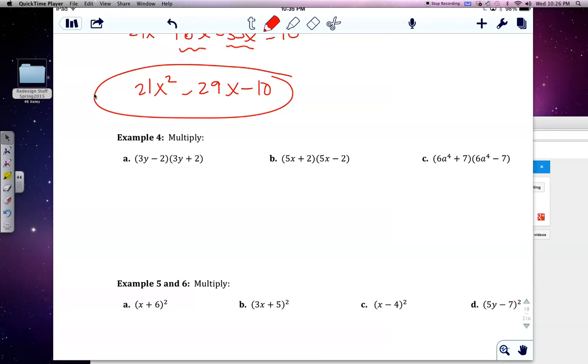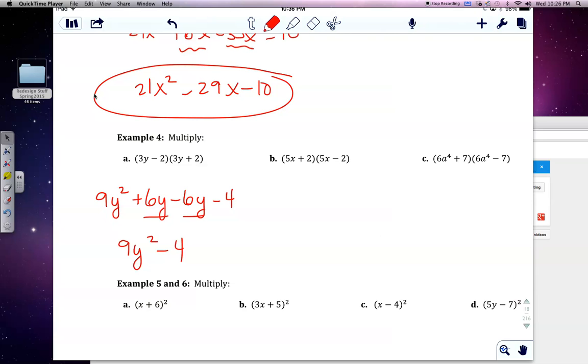Okay, let's go through example 4 real quick. I'm going to do FOIL again. The first times first gives me 9y squared. Inner times inner would be minus 6y. And last times last would be this and this. So I get minus 4. So these two actually add to 0. So I just have 9y squared minus 4.